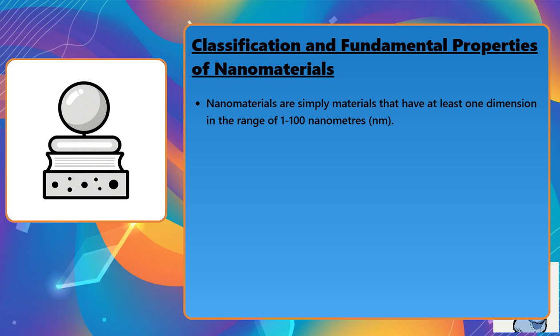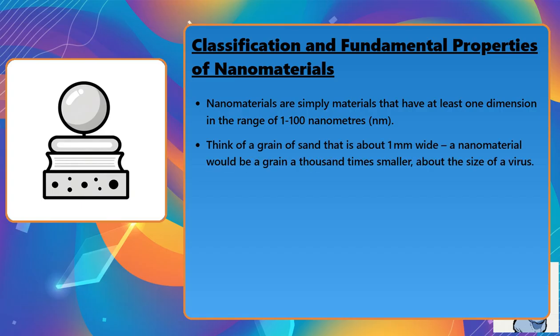Nanomaterials are simply materials that have at least one dimension in the range of 1 to 100 nanometers. Think of a grain of sand that is about 1 millimeter wide. A nanomaterial would be a grain 1,000 times smaller, about the size of a virus.